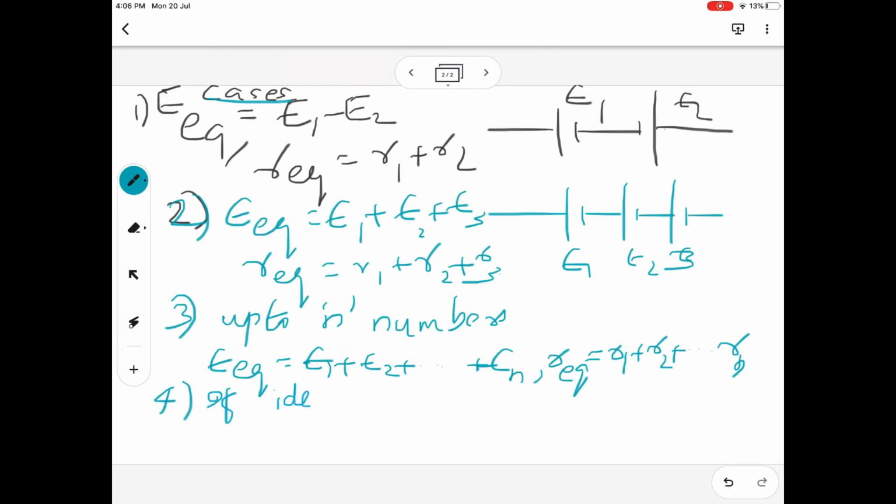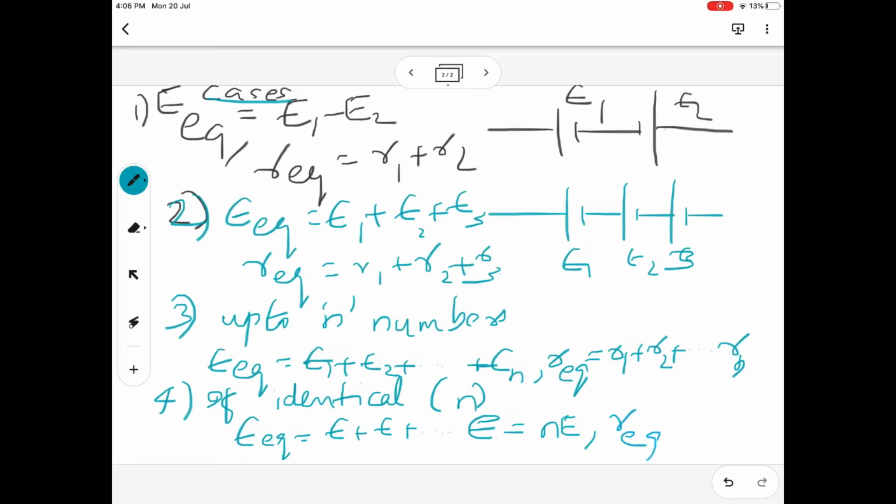Then the fourth case: what if those n cells are identical, with EMF E and internal resistance r? Then E equivalent is E plus E plus E up to n times, so nE. R equivalent is r plus r up to n times, so that is nr. So these are the cases regarding cells in series combination.